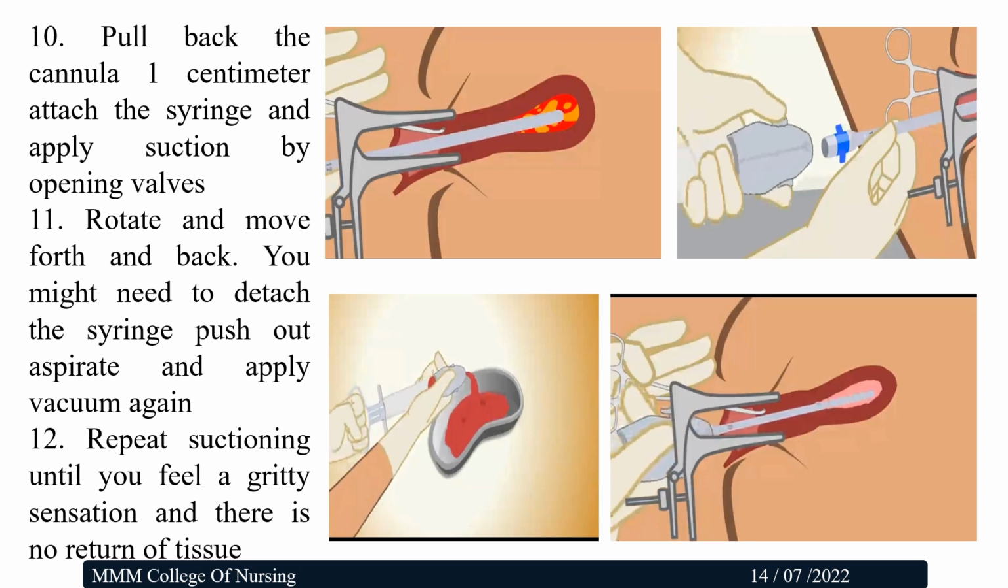After dilating the cervix, what will you do? Pull back the cannula 1 centimeter, attach the syringe and apply suction by opening the valves. As you can see in the picture, you pull back the cannula 1 centimeter, then in the second picture you attach the syringe, and in the third picture you apply the suction. If the syringe is filled with products, detach the syringe, push out the aspirate and apply the vacuum again. Repeat suctioning until you feel a gritty sensation. It means the uterus is emptied and there is no return of tissue.